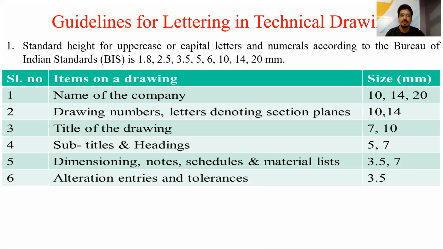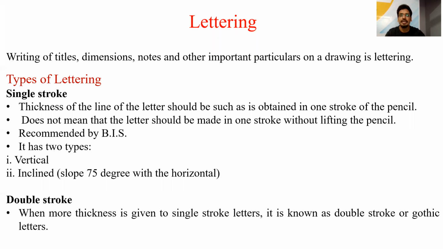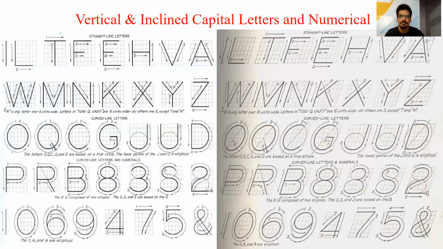Next is inclined lettering, and it is having the slope of 75 degree with the horizontal like this. If there is a horizontal line, then the upper line of the letter should be making 75-degree angle with the horizontal one. If this is the horizontal, then this is at the angle of 75. This is called as inclined lettering.